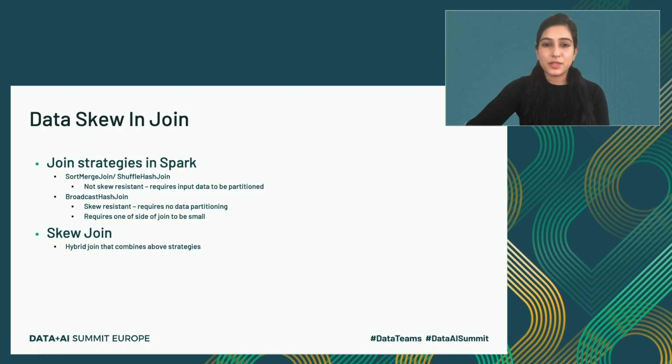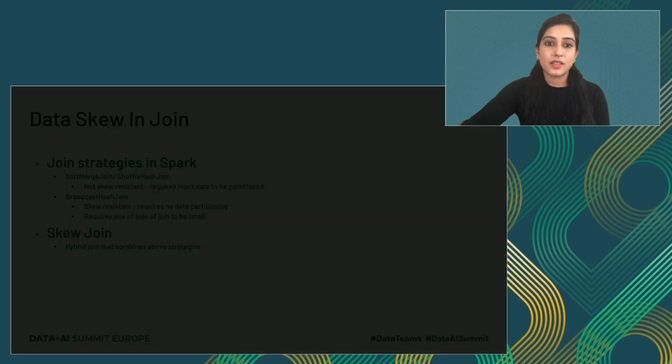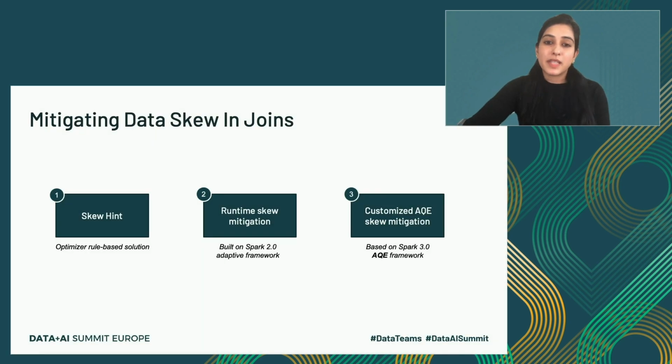Skew join, which is not an existing join strategy per se, is a hybrid join strategy that combines the above strategies in order to mitigate skew. The non-skewed partitions are processed in a usual manner, but the skewed partitions are joined in a way that mimics broadcast join strategy. The mechanism we used to incorporate skew strategy led to the progressive adoption of three solutions, each deprecating its predecessors. I will describe each solution going forward.